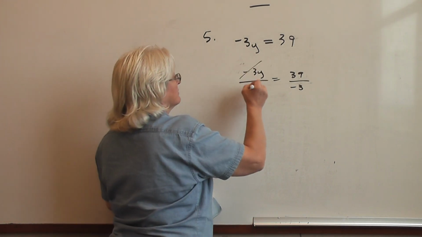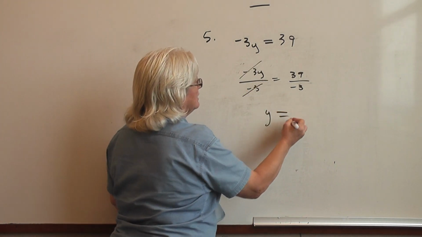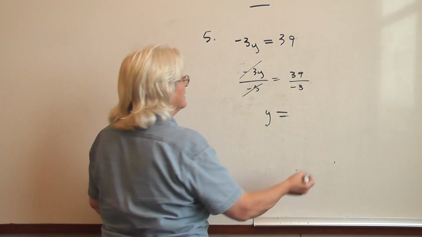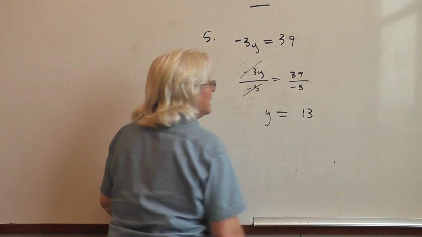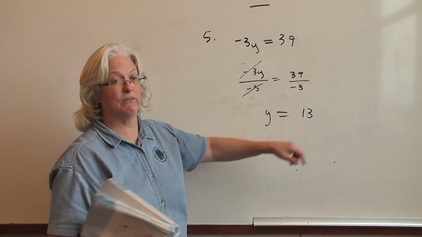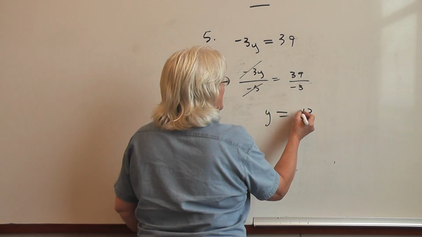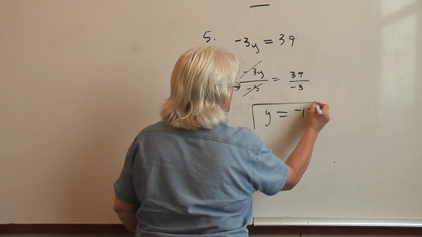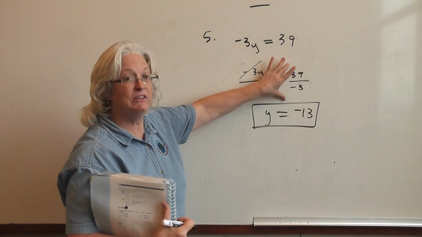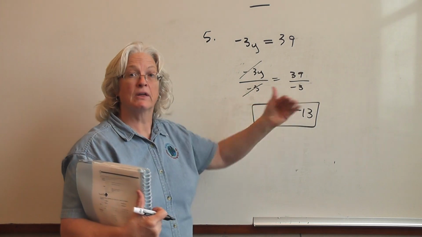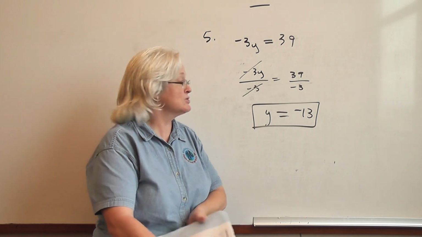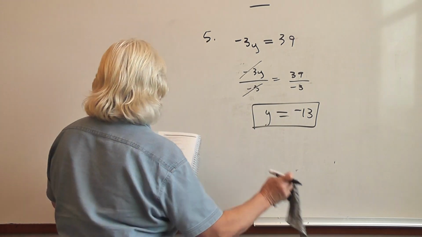We have a common factor that cancels of a -3. We have y is equal to 39 divided by a -3. 39 divided by 3 is 13. Your quotient, however, is going to be negative. So our solution is y is equal to negative 13, because when you have dividend and divisor that have opposite signs, your quotient, or the answer to that division problem, is always going to be negative.